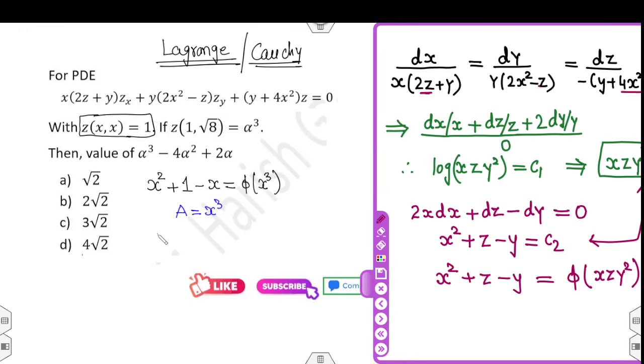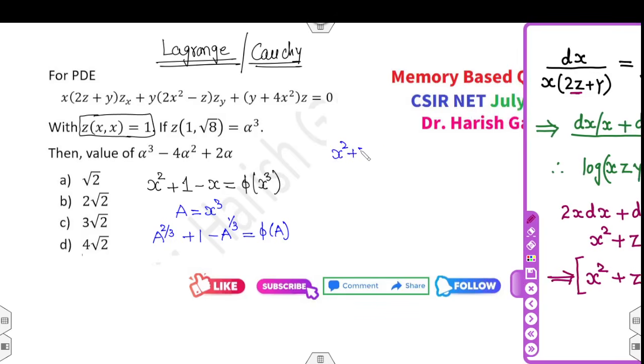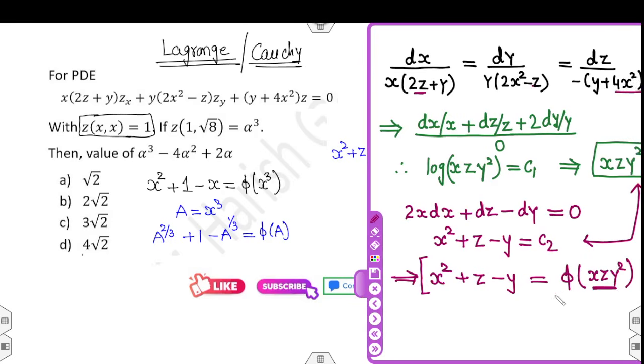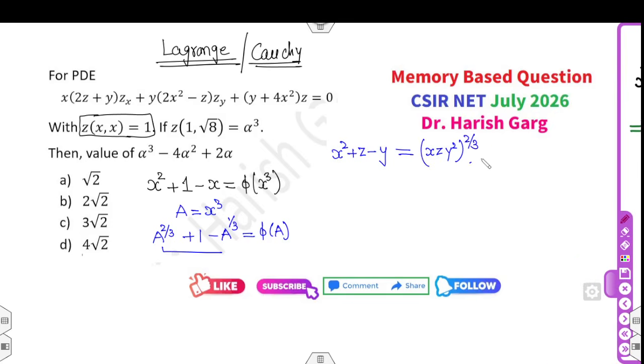So what will this value be? a raised to power 2 by 3 plus 1 minus a raised to power 1 over 3, which is equal to phi of a. I can substitute the value in this equation. So what does your equation become? x square plus z minus y, which is equal to phi of xzy square. So I can substitute xzy square at this point: xzy square to the power 2 by 3 plus 1 minus xzy square to the power 1 over 3.